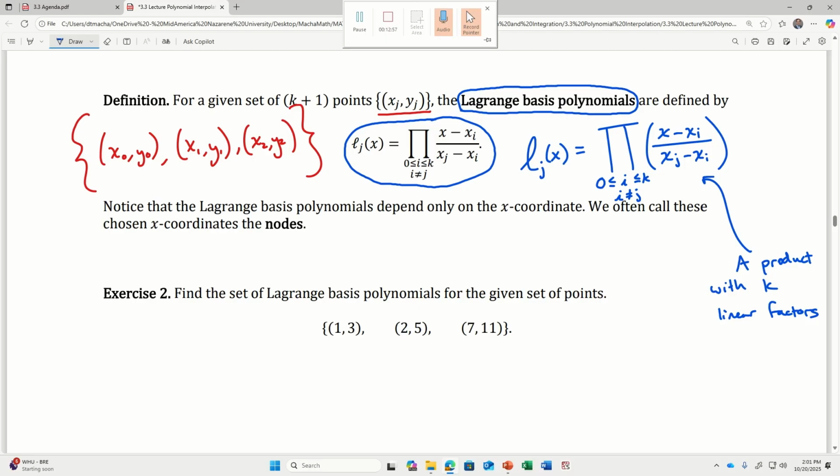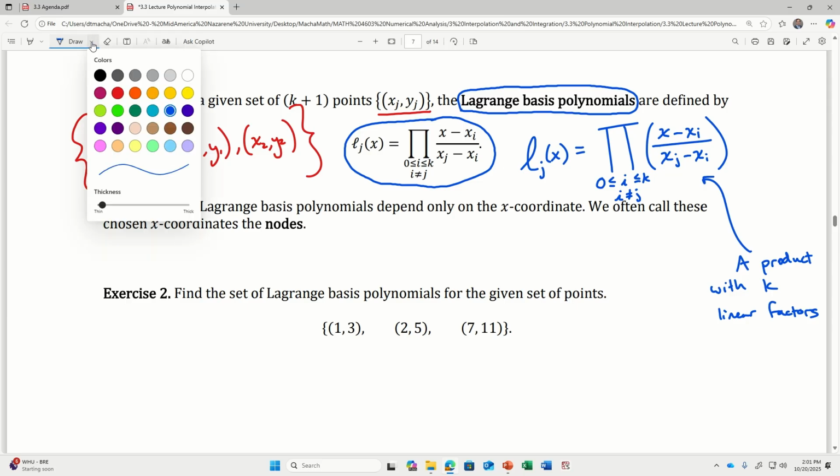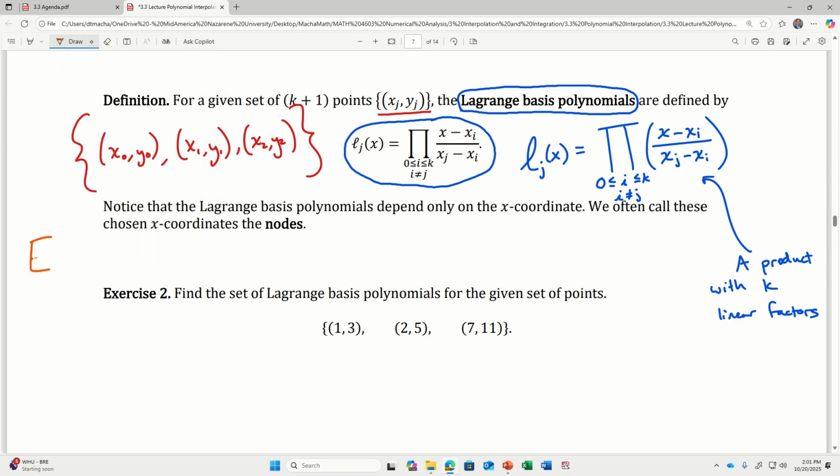So it turns out there's going to end up being k plus 1 Lagrange basis polynomials. In other words, every single point that I'm trying to interpolate through has its own Lagrange basis polynomial. Maybe I should write that out. Every point xj, yj that I'm trying to interpolate has its own Lagrange basis polynomial.